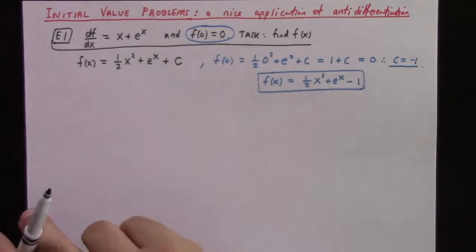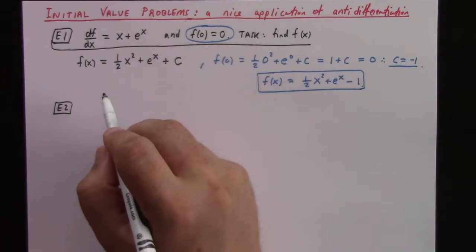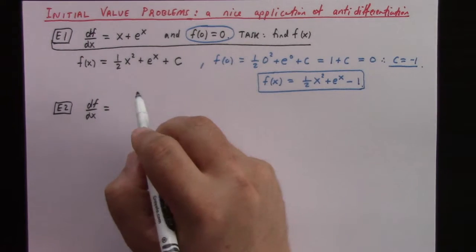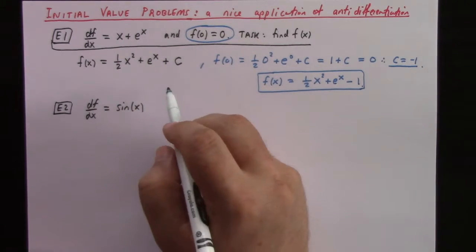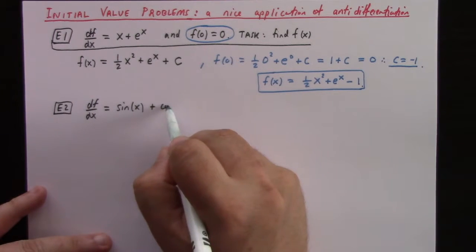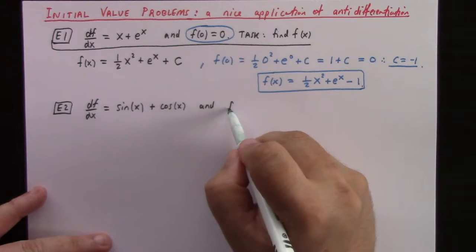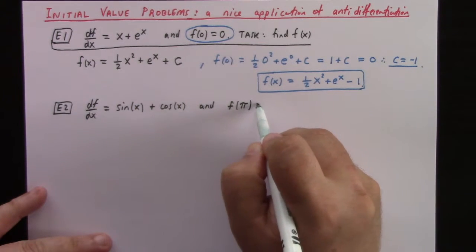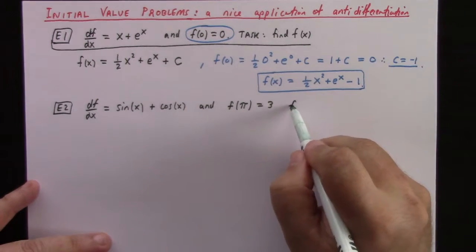Let's look at another example. Example 2. Suppose that you know that df/dx is equal to sine of x plus cosine of x, and suppose you also know that f of pi, let's say, is equal to 3. Find f.